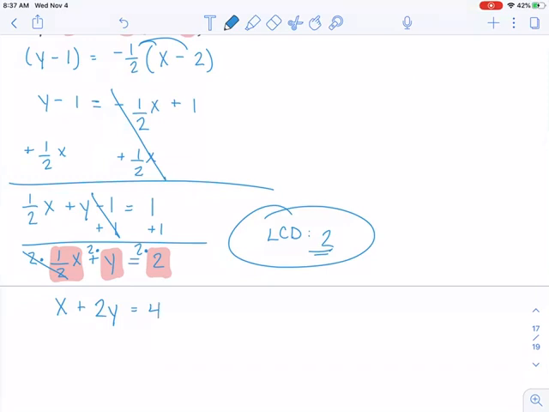So pretty much your LCD is just going to be used to cancel your denominators, and then everything else also has to be multiplied by that. Therefore, this would be your final answer.